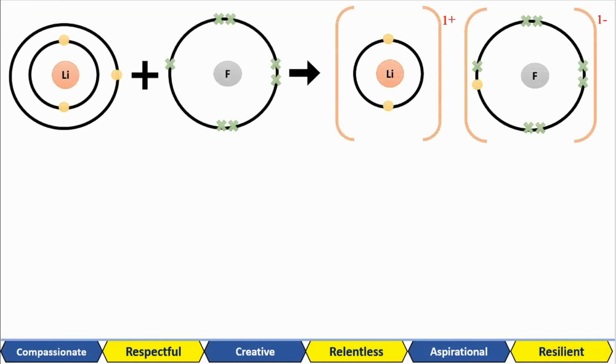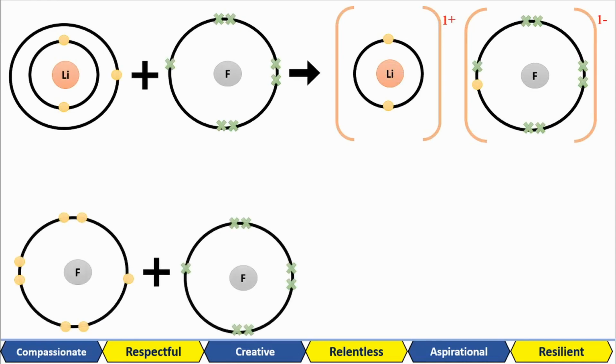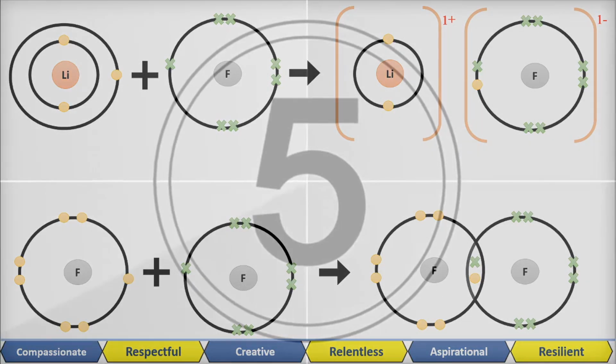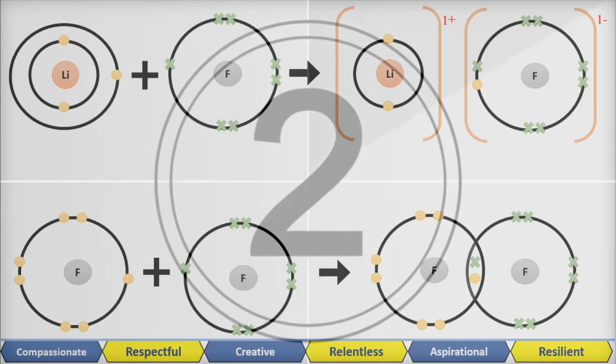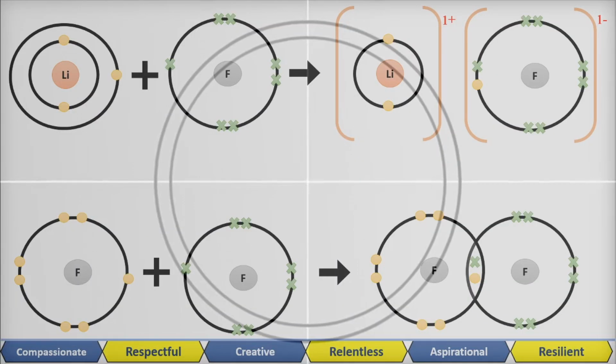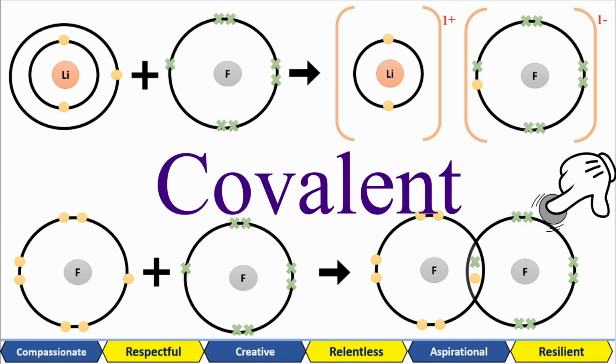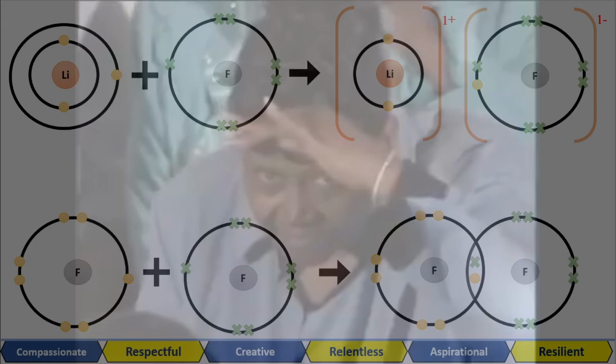See this top reaction. Now look at this bottom reaction. Pause the video and decide which one is covalent and which one's ionic. The top is ionic and the bottom one is covalent. Here is the difference between the two.